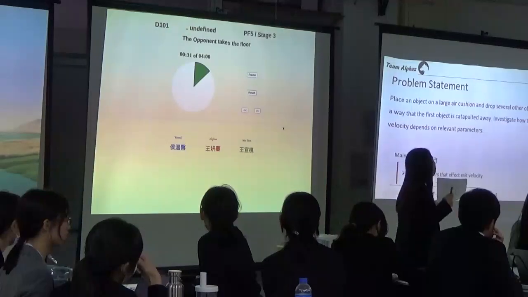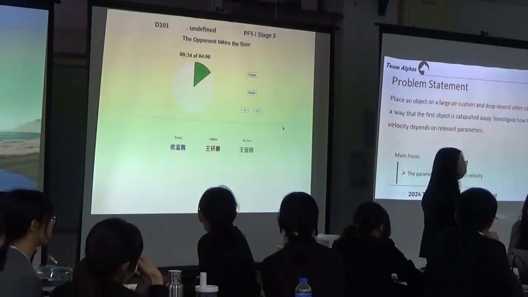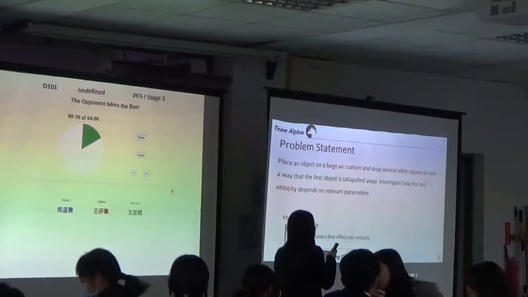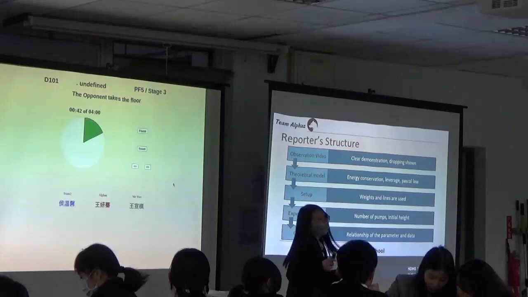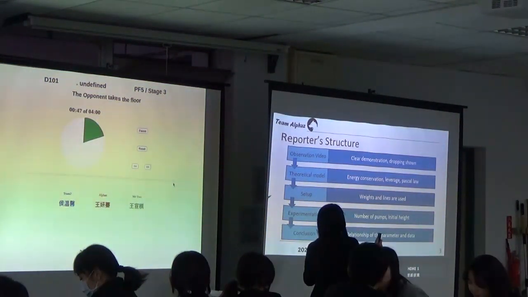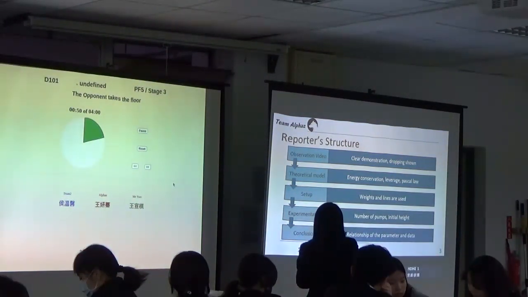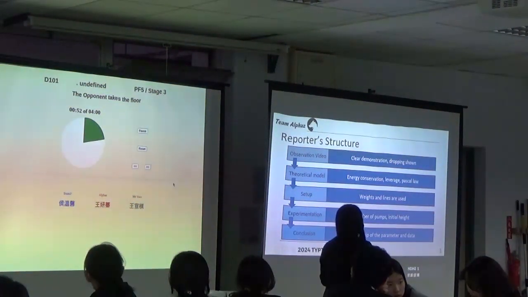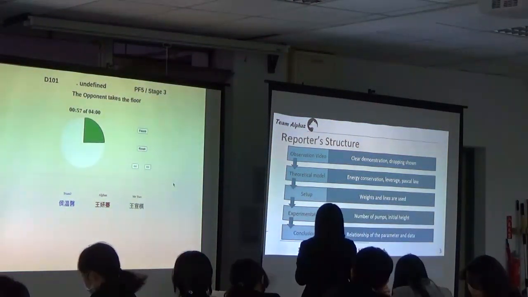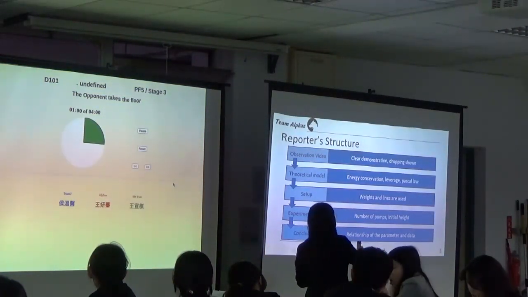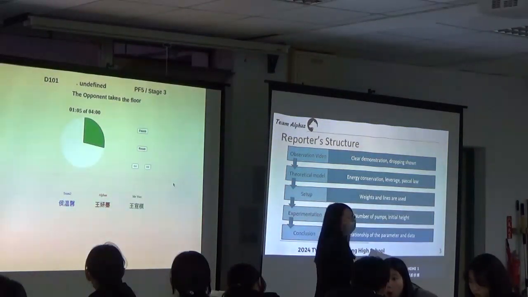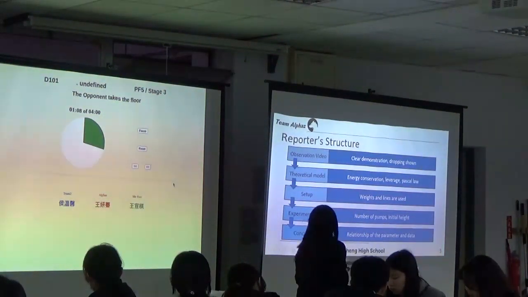Velocity depends on the relevant parameters. And the main focus is the parameters that affect the exit velocity. And the recorded structure for observation video, they have a clear demonstration and the drawing shown. And for the theoretical model, they use energy conservation, the lever, and Pascal's principle. The setup, they use weights and lines. And the experimentation, they use the number of pumps and the initial height. And for the conclusion, they have the relationship of the parameters and the data.